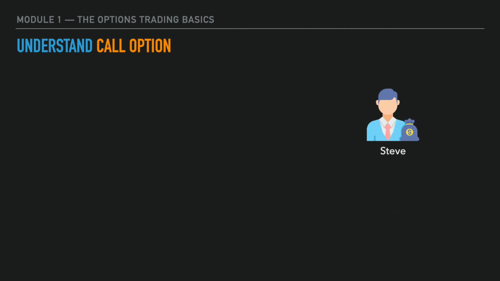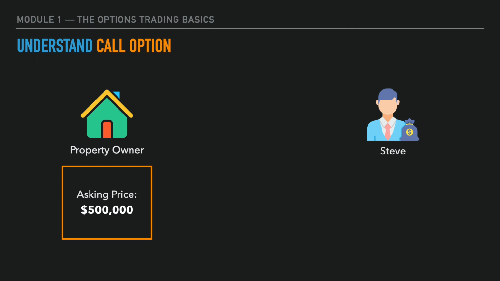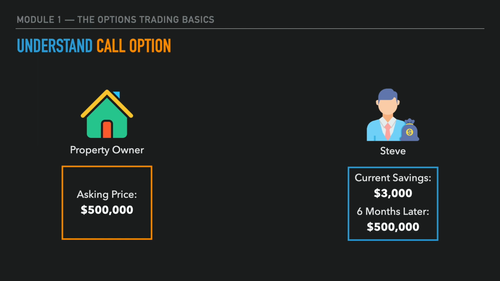Let's imagine there's this guy named Steve. Steve is planning to buy a house. He really liked this house and the asking price is $500,000, which is within Steve's budget. But there's one major issue. Steve will only have the $500,000 available 6 months later, and his current savings are only $3,000, which is way lower than the asking price.